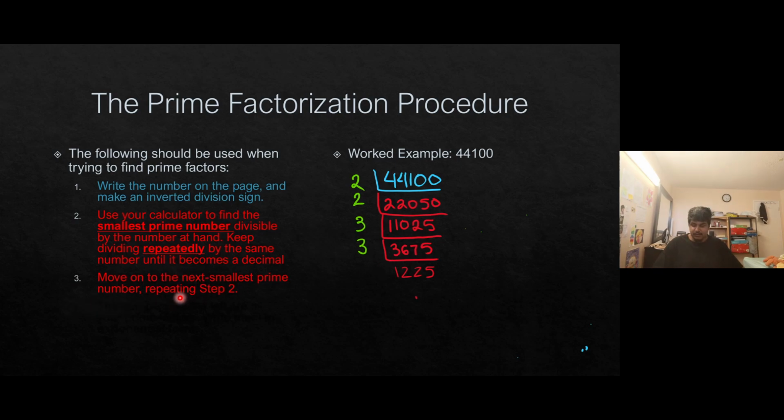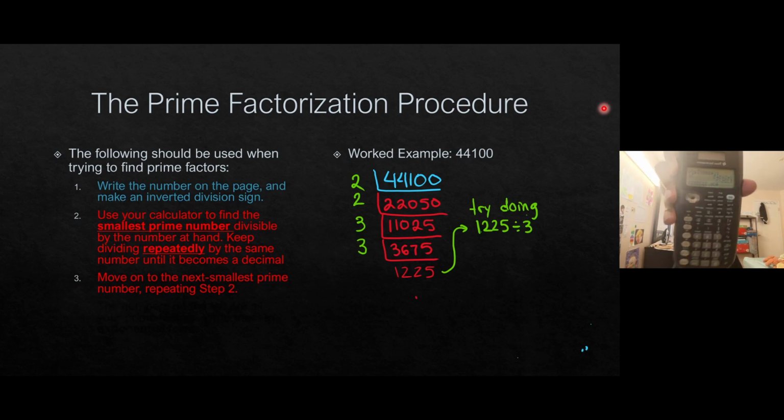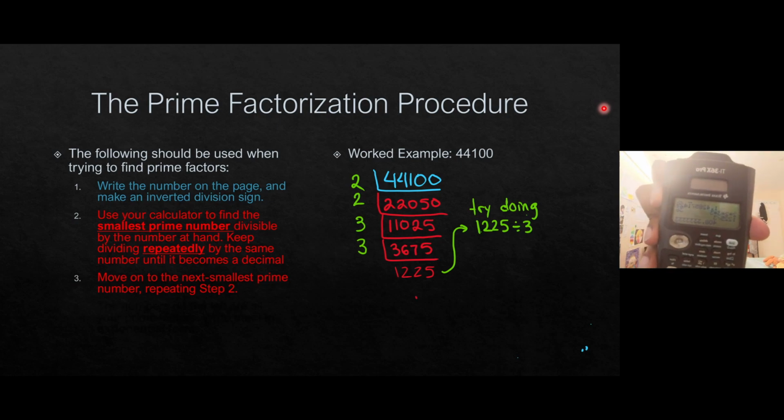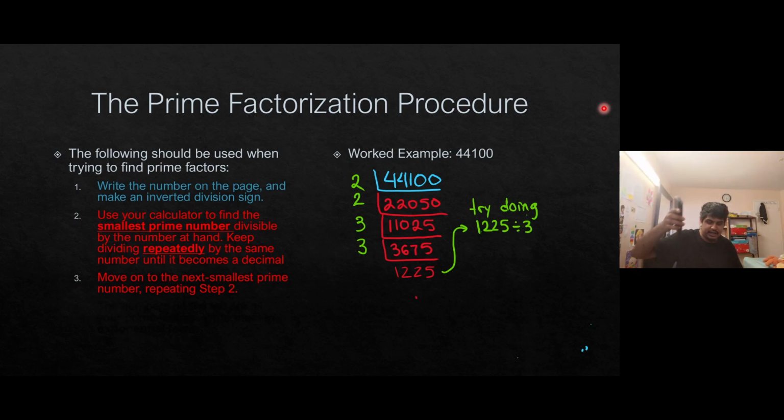And now, as it says on step 3, we move on to the next smallest prime number. So I already talked about that. If you actually take your calculator and try doing 1225 divided by 3, again, you get a decimal. In this case, I have here 408.33333. That just gets repeated over and over again. So we can't have that, right? So in this case, we need to do 1225 divided by 5. So this is showing you an isolated example of when we need to basically switch to the next prime number.